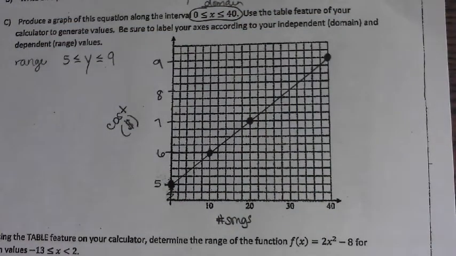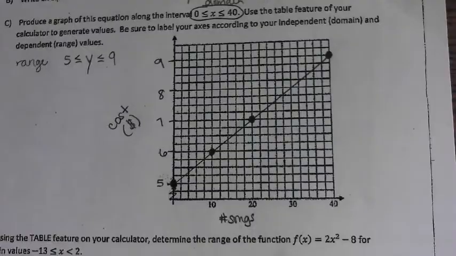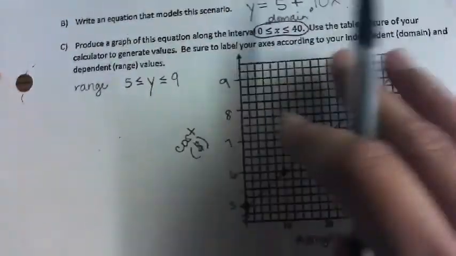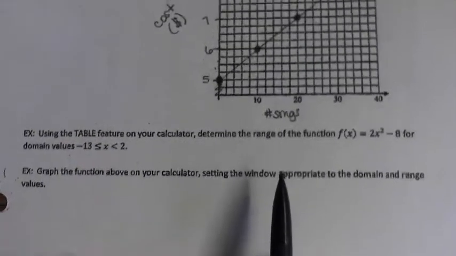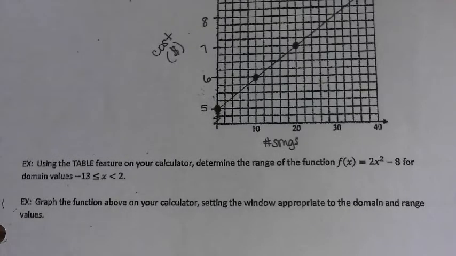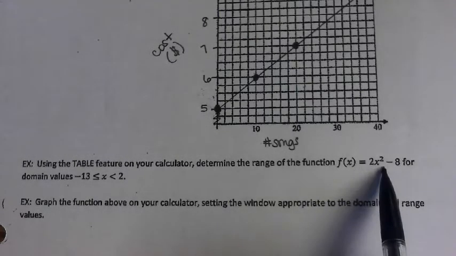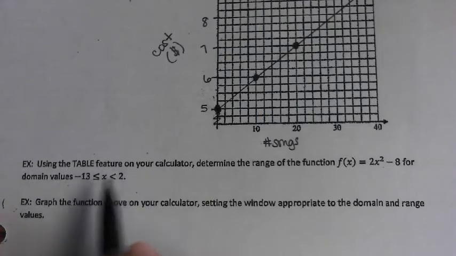So labeling, and with units where necessary. Okie doke. So that's kind of manually graphing something. And then the next one asks us really to use our calculator to determine the range of this function here for these particular domain values.